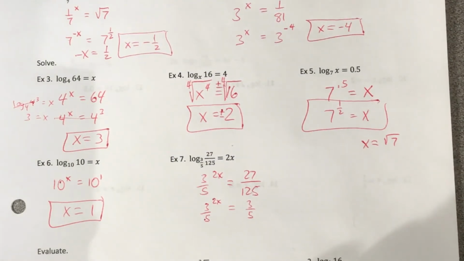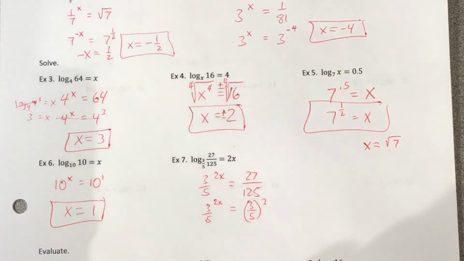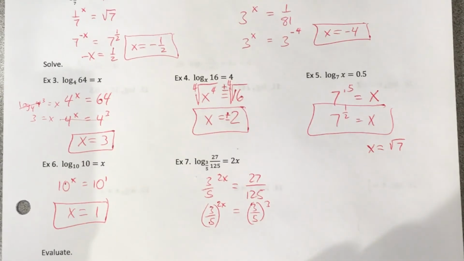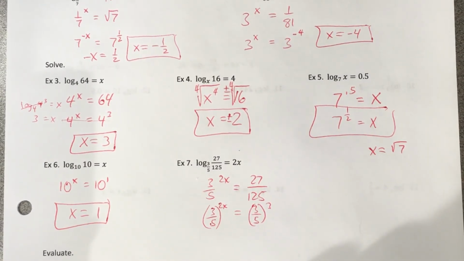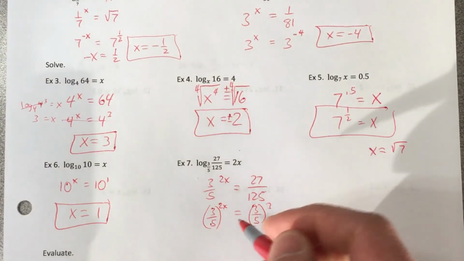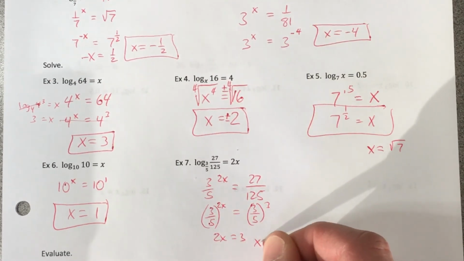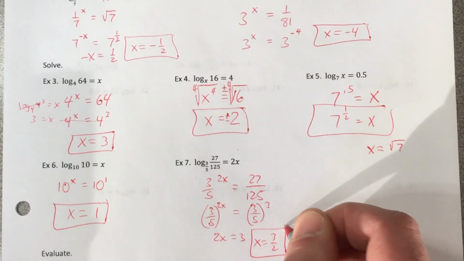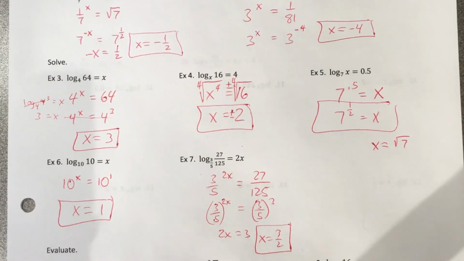And I know it, it'll be to the 3rd power. So for some reason I decided to put parentheses this time. You should probably have it both times. But yeah, 3/5 to the 3rd power, you'd raise 3 to the 3rd power, get 27, 5 to the 3rd power, get 125. And our bases are the same, so we write 2x is equal to 3, divide that 2 over, and we've got it.